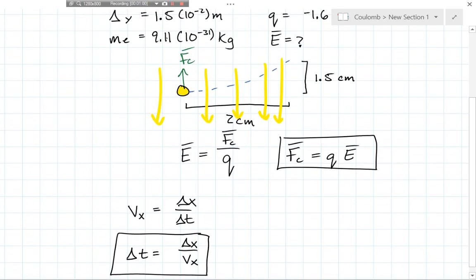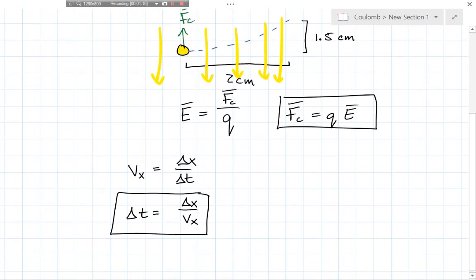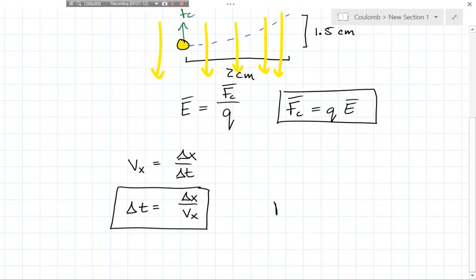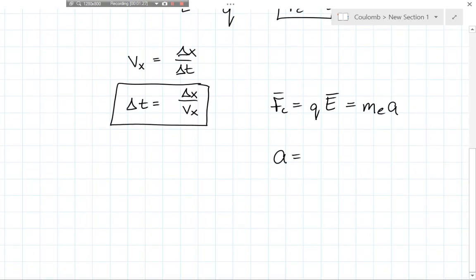So now what we need to do is relate the force that's being exerted on the electron to its acceleration, and then finally relate that acceleration to this displacement. So we know that the force that's being exerted on the electron is equal to the charge of the electron times the electric field. And we know that this is going to be equal to the mass of the electron times the acceleration of the electron. So solving for the acceleration, we see that it's going to be equal to QE divided by the mass of the electron. And this is the acceleration in the positive y direction.